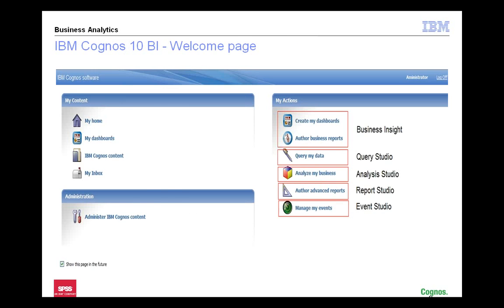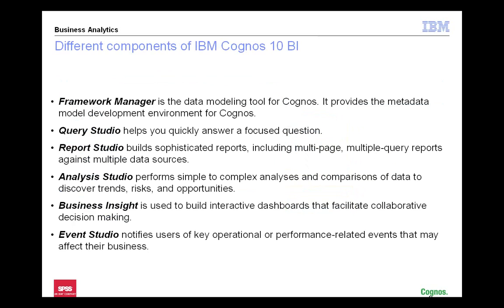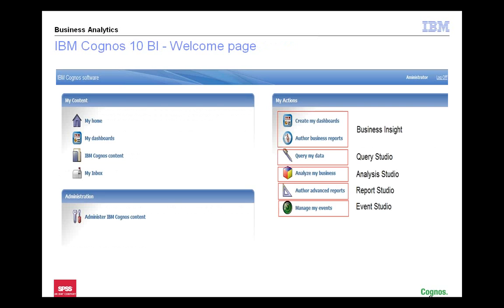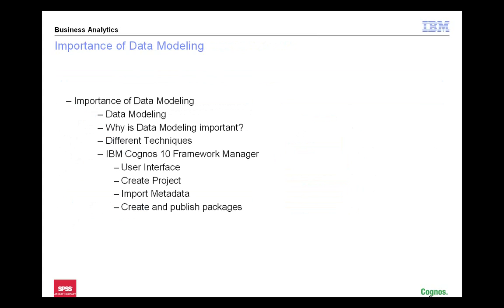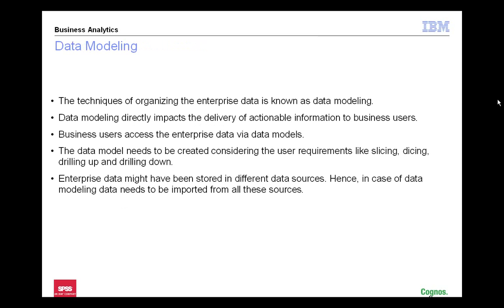Okay, we'll move on to the next slide. Okay, this is the welcome page. We have already described Cognos components here, and then we go into data modeling. In data modeling, we are going to discuss these things: what data modeling is, why is it important, then different techniques that we have in data modeling. Again, the next part will be IBM Cognos Framework Manager, which is a data modeling tool, Framework Manager user interface, how we can create a project, importing metadata, and then creating and publishing packages. So these are the things that we are going to discuss.